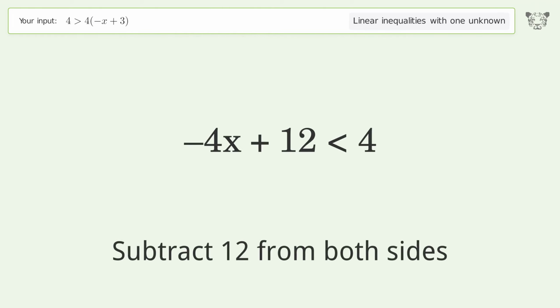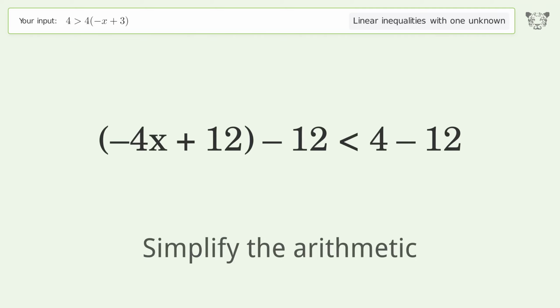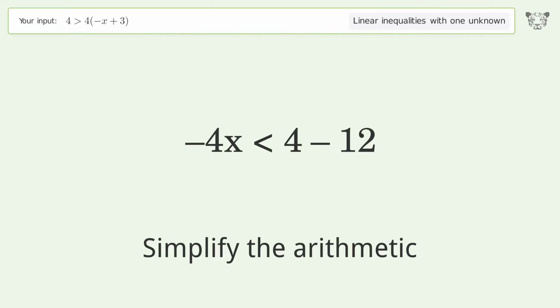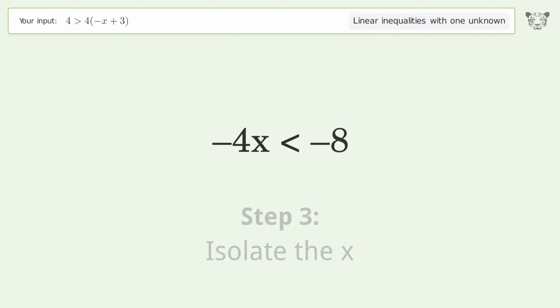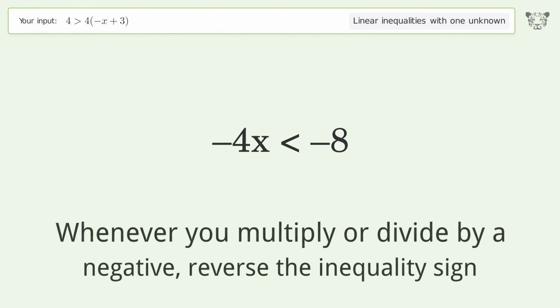Subtract 12 from both sides. Simplify the arithmetic. Isolate the x. Divide both sides by -4. Whenever you multiply or divide by a negative, reverse the inequality sign.